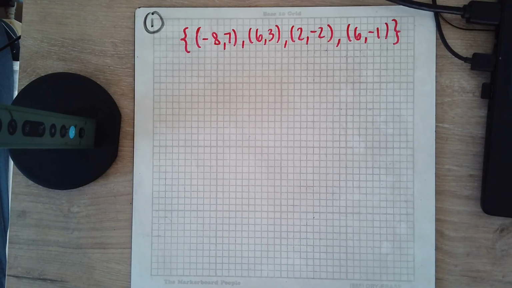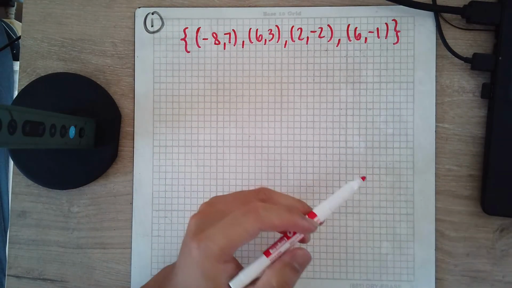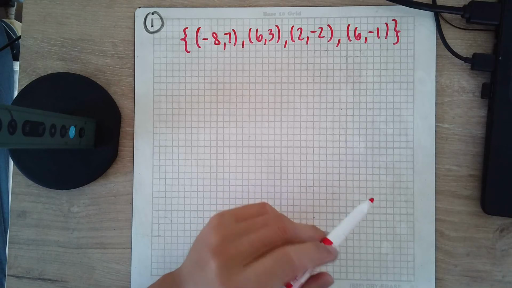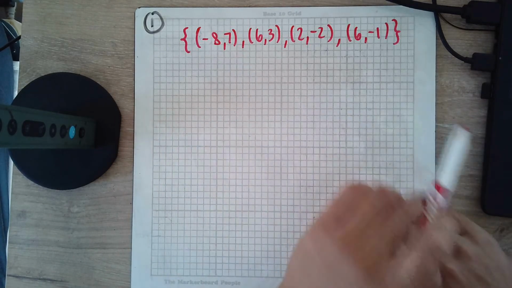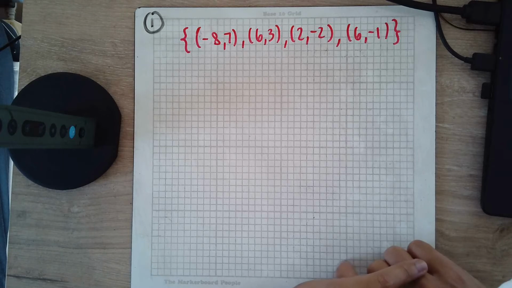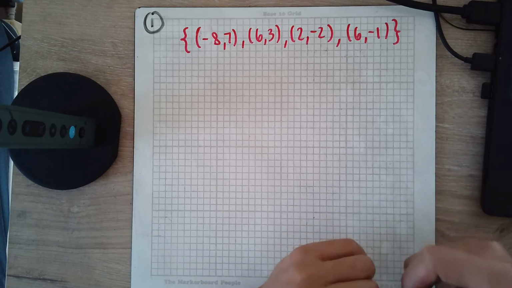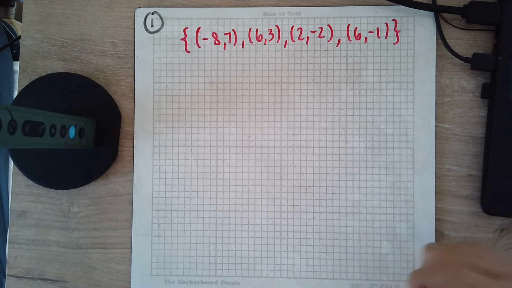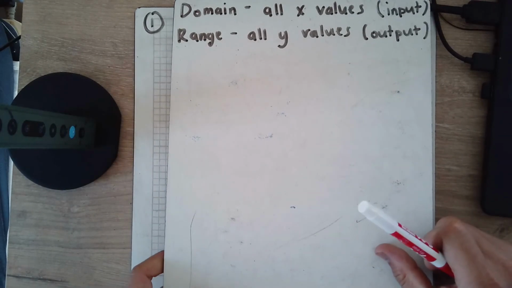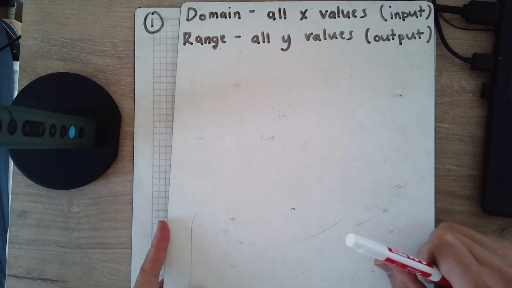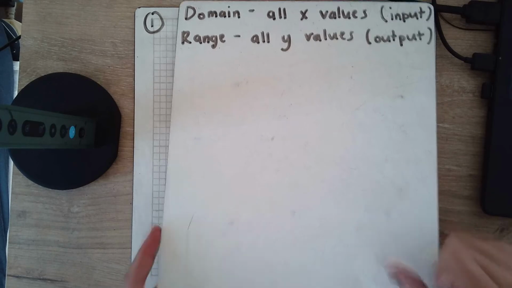Hi, students. For the study guide, this is question number 1. So we have our 4 coordinate points. Question number 1 asks us, what is the domain of the relation? So the domain, it's all x values, and we can think of our x values as our input.